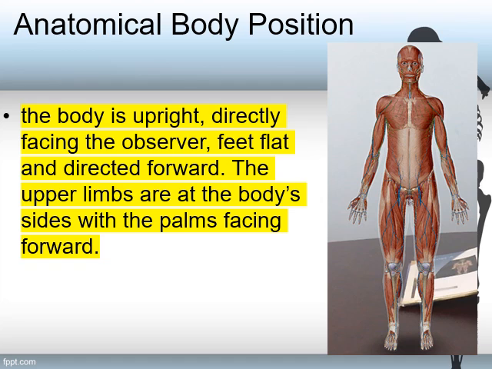So, the body is upright. As you can see, nakatayo yung tao sa picture, directly facing the observer, which is tayo yung observer. Feet flat and directed forward. So, naka-flat siya and directed forward also, facing the observer. The upper limbs are at the body sides, sa gilid siya, with the palms facing forward. So, yung palms naka-face din sa atin.